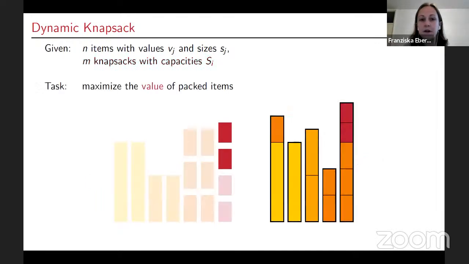And the task is to find a feasible packing of a set of items such that we can maximize the value of packed items. Again, feasible means we should not exceed capacities, and we are also not allowed to fractionally pack any items. So this is the classical multiple knapsack problem that has been investigated for several decades already. What we made out of this problem is now, what actually happens if we assume that our input changes dynamically.